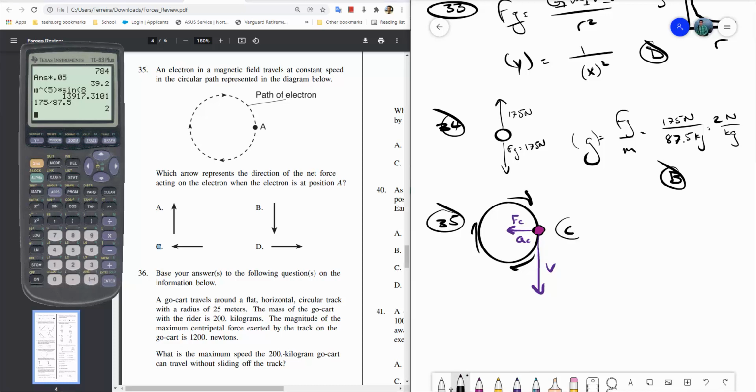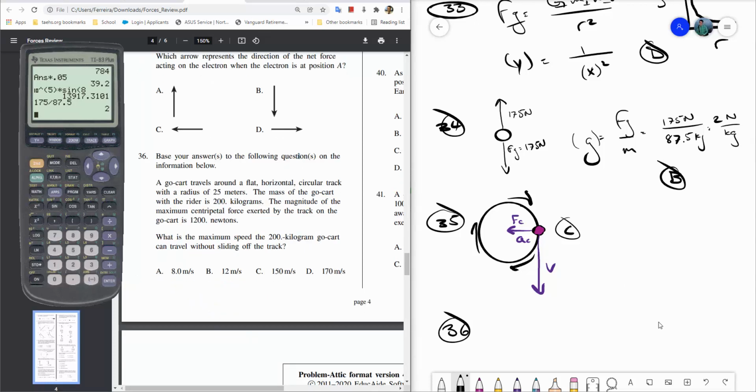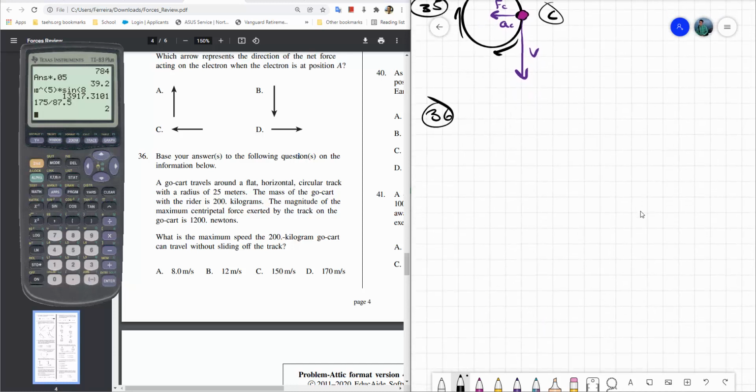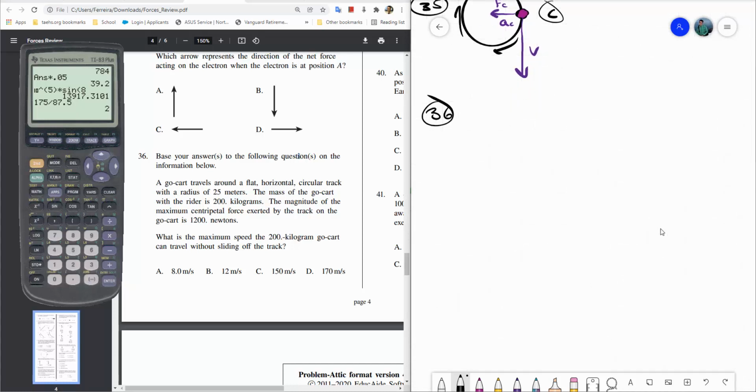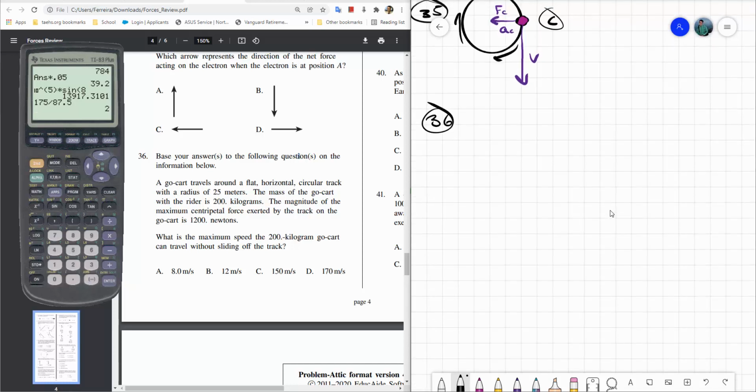35 is C. 36. Base your answers to the following question on the information below. A go-kart travels around a flat horizontal circular track with a radius of 25 meters. The mass of the go-kart with the rider is 200 kilograms. The magnitude of the maximum centripetal force exerted by the track on the go-kart is 1,200 newtons. What's the maximum speed that the 200 kilogram go-kart can travel without sliding off the track?